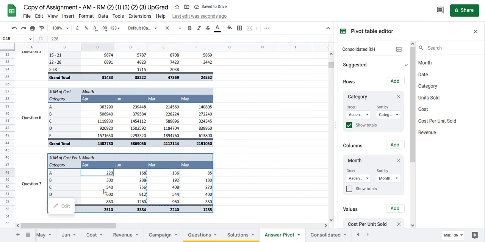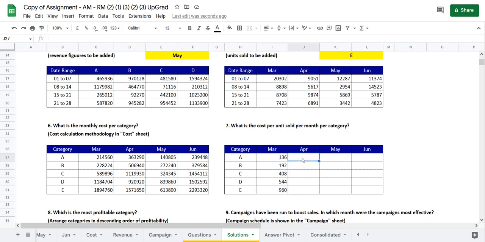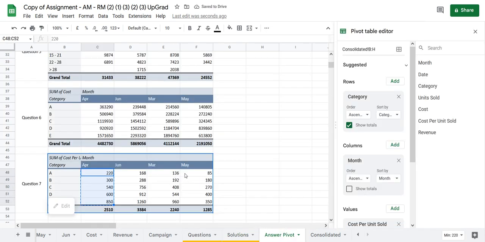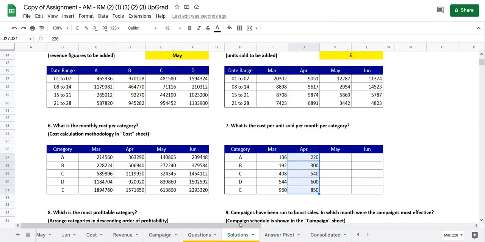For April, it's very easy, right? You have to just create the pivot and you have to extract the values. Then for May, and last one for June.